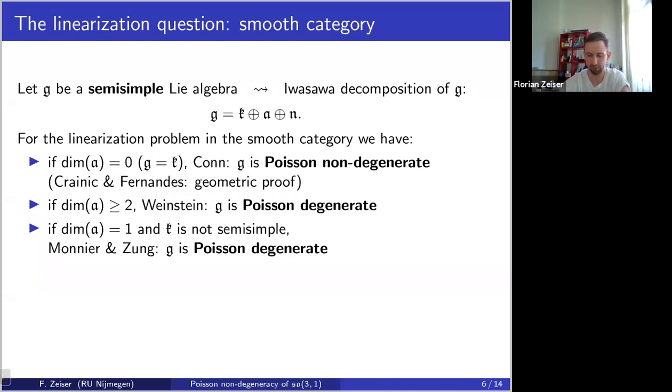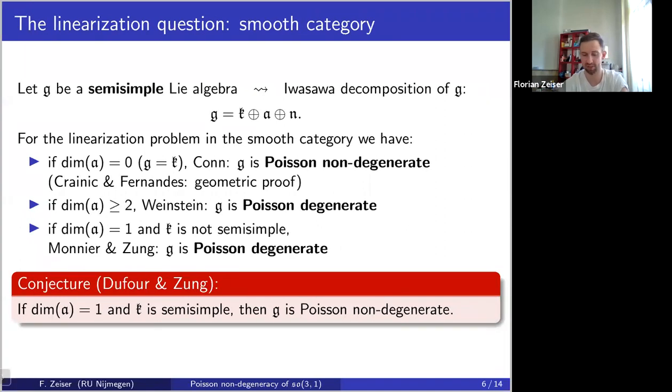So one cannot always find a local equivalence. Which leaves us with the case where the dimension of A is 1 and K is semi-simple, and that part is still conjectural at this moment. The conjecture is that in this case, G is Poisson non-degenerate. Now, of course, in the title of my talk, I mentioned the Lie algebra so(3,1). So how does so(3,1) fit into this picture?